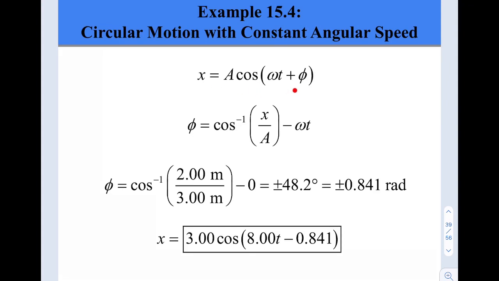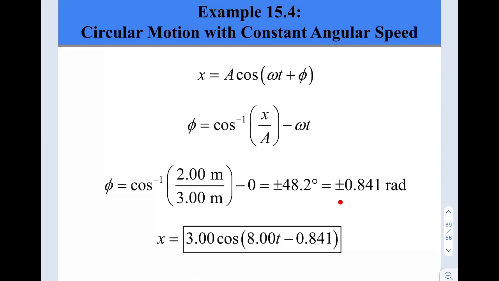Alright, so let's recall that x is equivalent to A cos omega t plus phi, and solve for your phi first, right? Then you will get the positive or negative possibility of 48.2 degrees, or in terms of radians, this is the one. And then you take your x again, substitute the information already given for your A, and then calculate your omega and then your phi. Why is it negative?